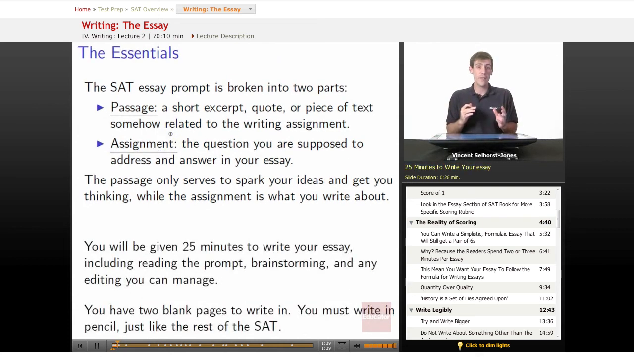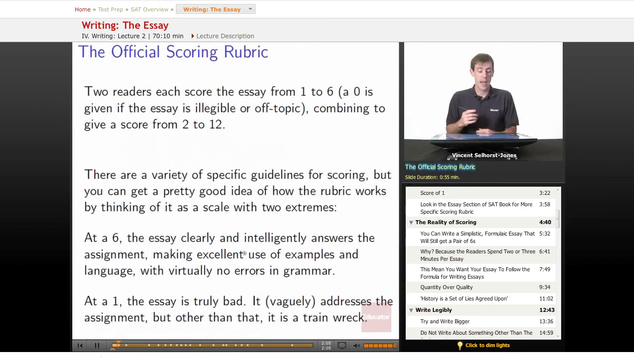You're going to get 25 minutes total, just 25 minutes to write the whole essay. That's going to include reading the prompt, brainstorming what you will write, and then any editing you manage in addition to actually writing the whole thing. You're going to have 2 blank pages to write in. You could just write one, but as we'll talk about later, you're going to want to write more than just one. You write in pencil, just like you do the rest of the SAT. No surprise there. How is it scored?